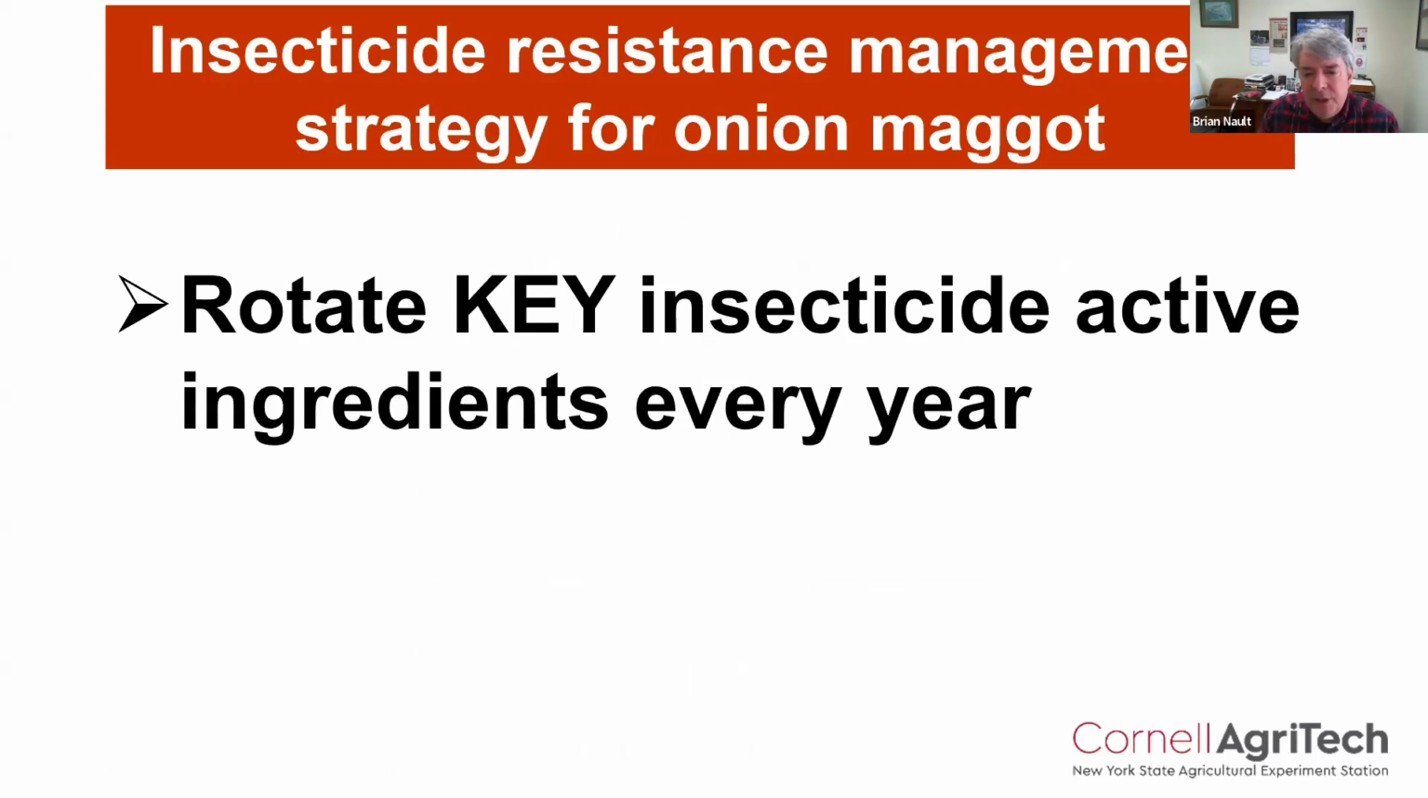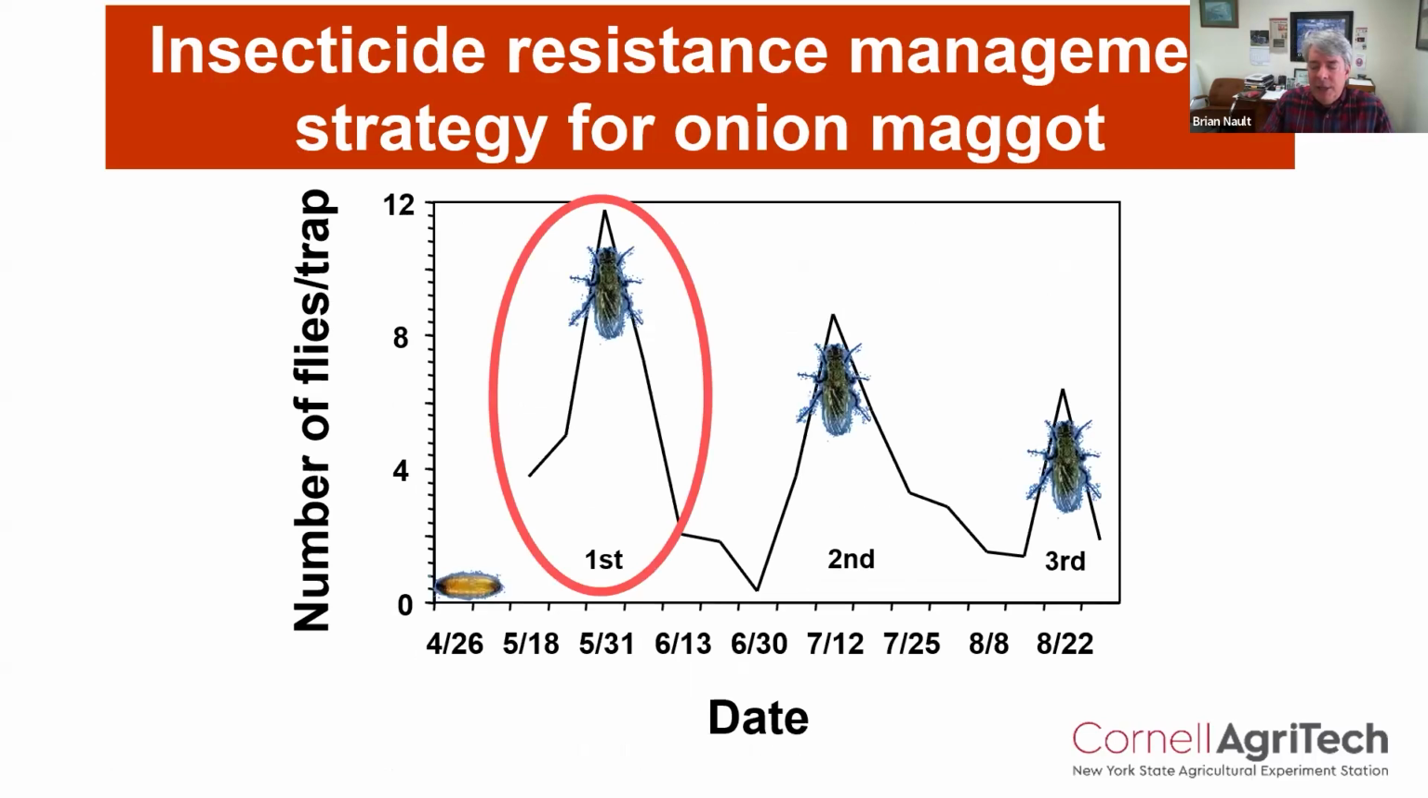So I can't leave this without talking a little bit about insecticide resistance management. There are very few new products in the pipeline, as you can see. Therefore, we have to preserve what we have as long as possible. So we need to rotate active ingredients. So why is that important?